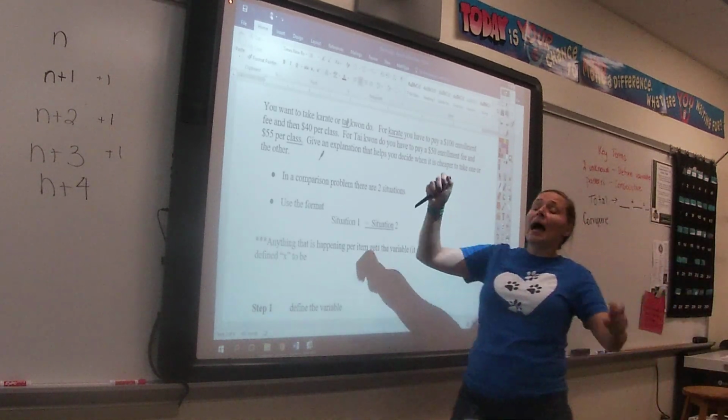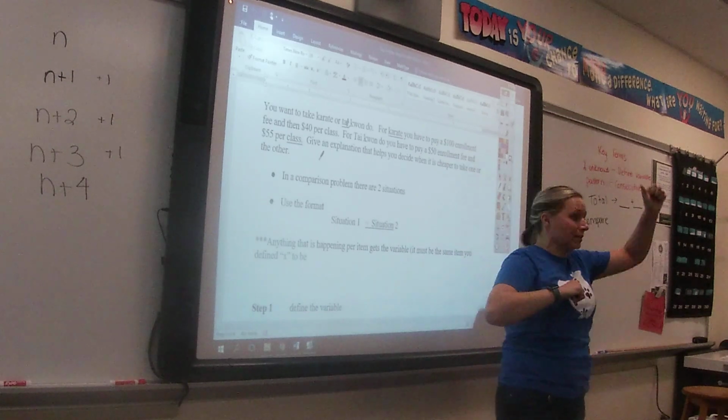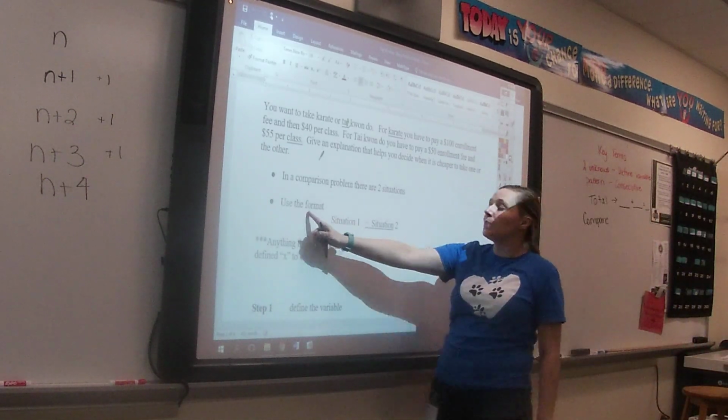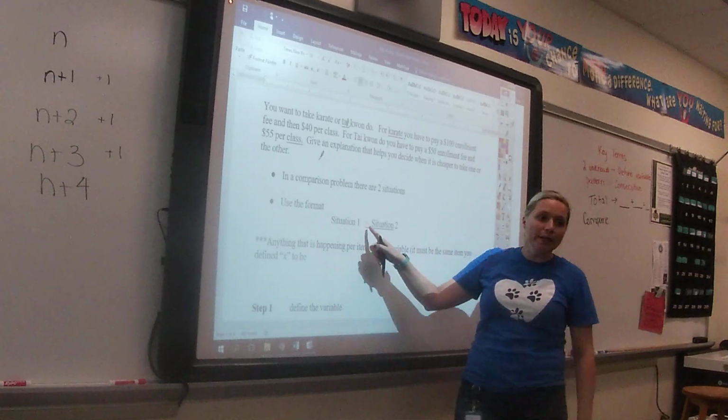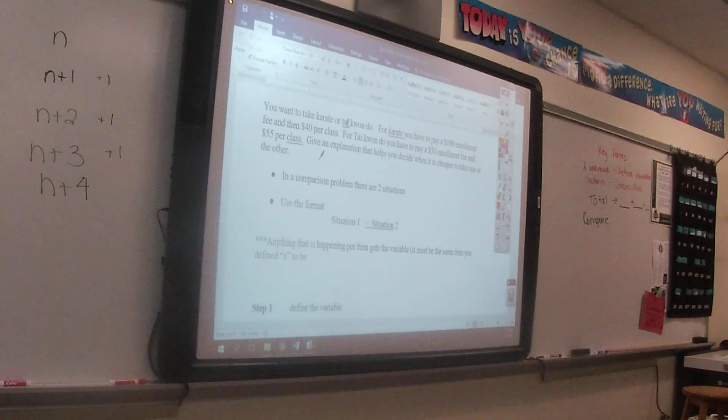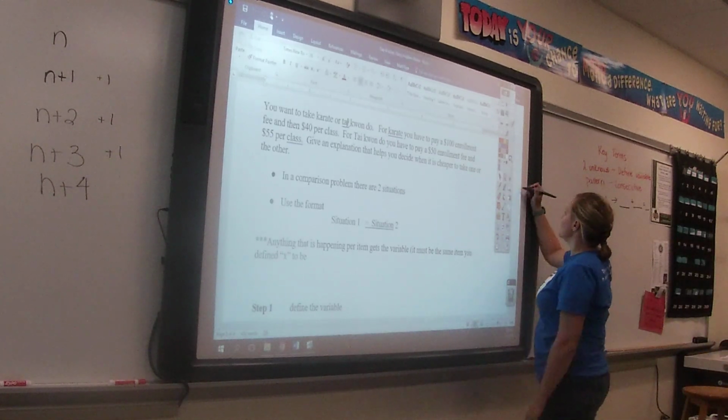Okay, when we have a choice between two things, taekwondo or karate, we are always going to set up the format situation 1 equals situation 2. Option 1 versus option 2. Again, anything that's happening per item is going to get a variable. Okay, we're doing okay so far. We know what's going on in the story problem. So let's take a look at this.